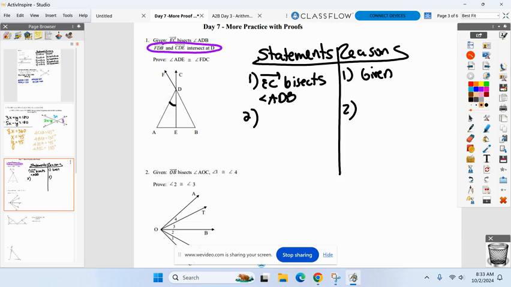So ADE is congruent to EDB. What would be my reason for that one? Definition of a bisector. Good. We're getting there. That is not on your sheet of paper. Notice there are some reasons that aren't on your sheet of paper that you're going to have to remember going into Monday. So definition of a bisector or bisects. Good start, Hayden.